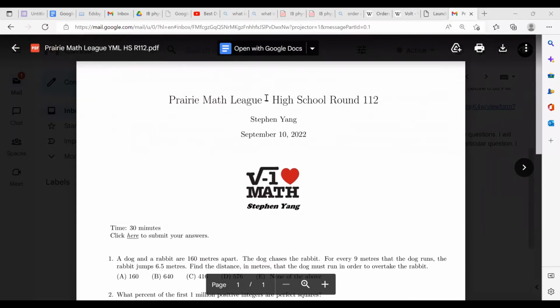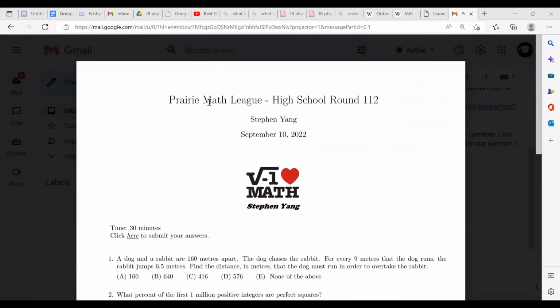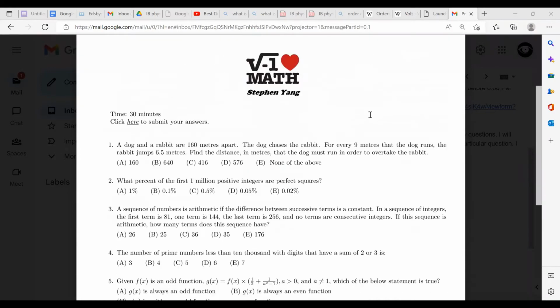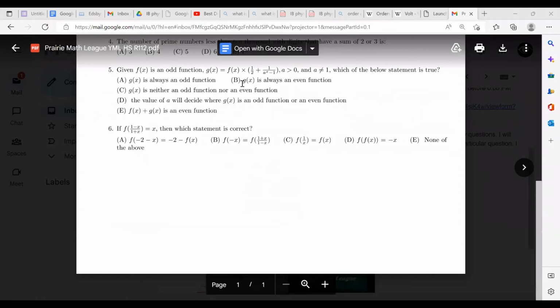Hello, so I will be doing Steven's Math League number 112, question 6. So you get, if f of (1 minus x over 1 plus x) is equal to x, then which statement is true? The way I did this question is that we really wanted f of x to be equal to something, because we deal with this type of function more.